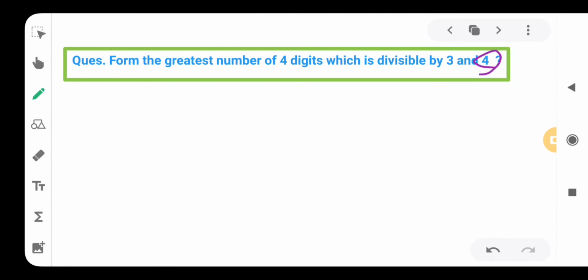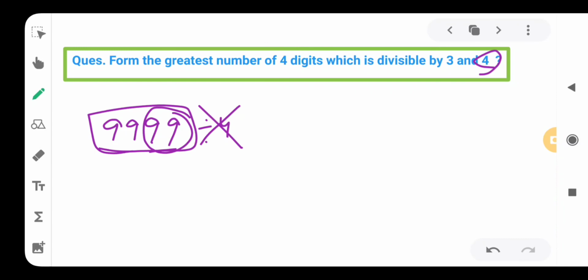Okay, हम लोग पहले 4 से check करेंगे कि वो जो number 4 से divisible होगा वो हो सकता है 3 से भी हो. So for that, I am going to take the divisibility check. So let's take the 4 digit greatest number, 9999, and according to the divisibility test by 4, we take the last 2 digits, and they can never satisfy the divisibility test of 4. It cannot be divisible by 4, so 9999 is not the greatest number which is divisible by 3 and 4 both.